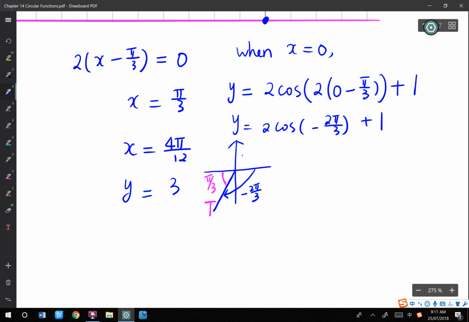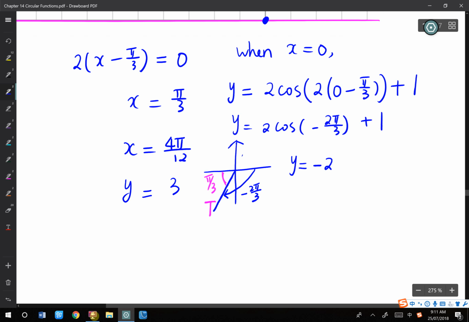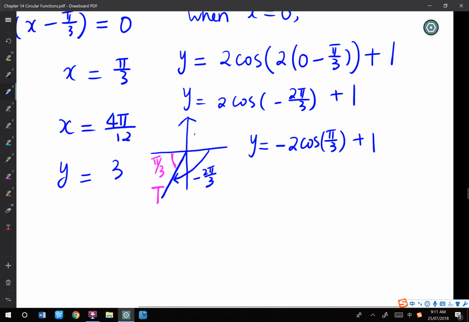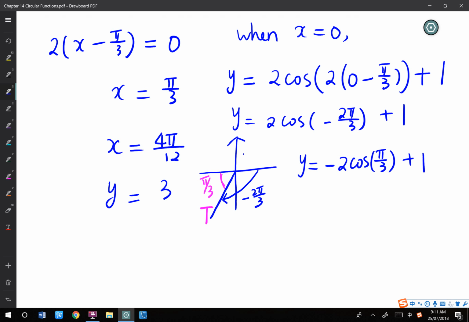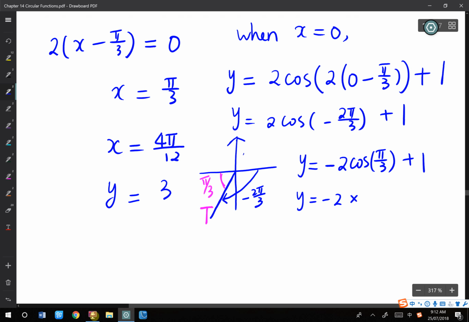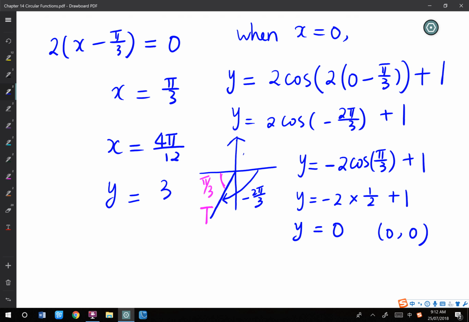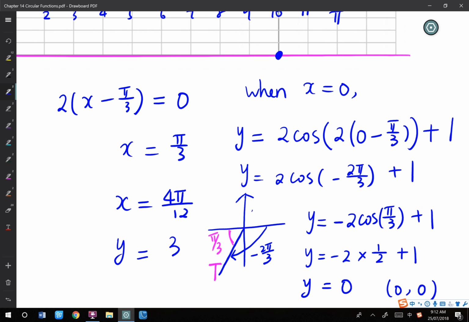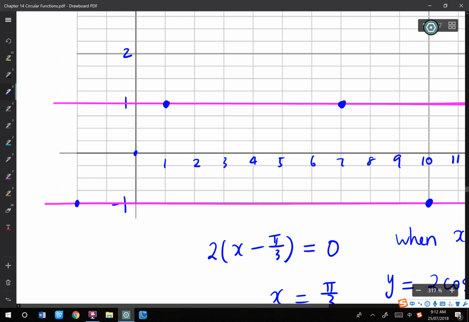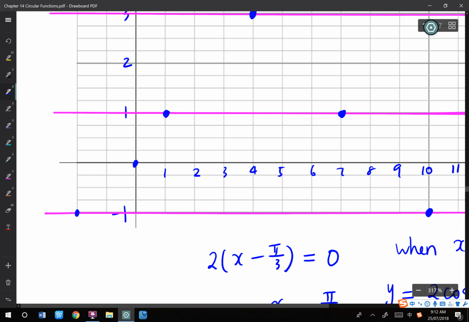If it's the third quadrant, y will be negative 2 cosine pi on 3 plus 1. We change the value to the reference angle and we decide it's negative, so we put the negative sign on that. Next question, what's cosine pi on 3? Half. So negative 2 times half plus 1. We have 0 here. So we have (0, 0) for the endpoint. So I have a point here. Okay, I can see the pattern, I can see it's right. It's approximately here. Careful at (0, 0).